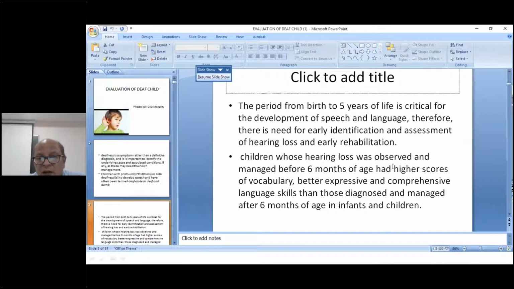So children whose hearing loss was observed and managed before 6 months of age had higher scores of vocabulary, better expressive and comprehensive language skill than those diagnosed and managed after 6 months of age. You see, so much difference is there. Even though you put in the same amount of effort, because of this neural plasticity, the child who was treated before the age of 6 months has a better outcome.